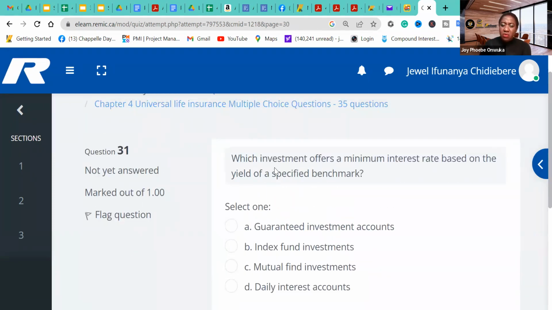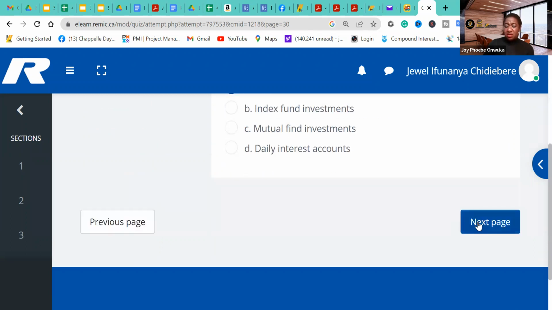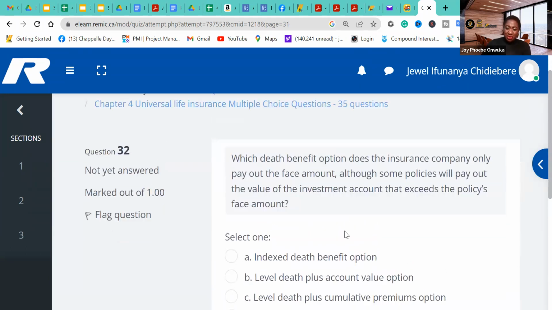Which investment offers a minimum interest rate based on the yield of a specified benchmark? Guaranteed investment account, index fund investment, mutual fund, daily interest. I'll go with guaranteed because it mentions specified, but again, we are four questions away from finding the truth.